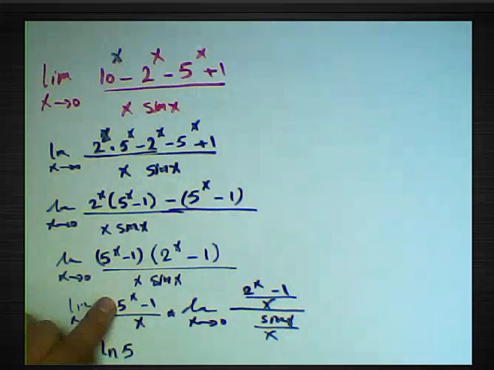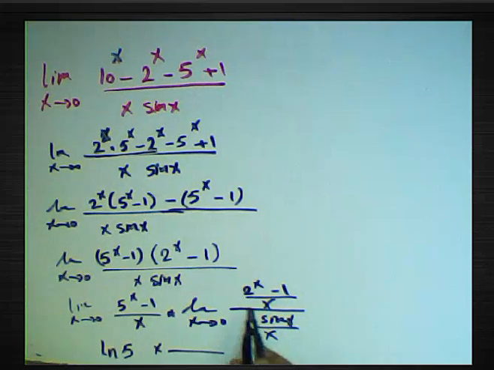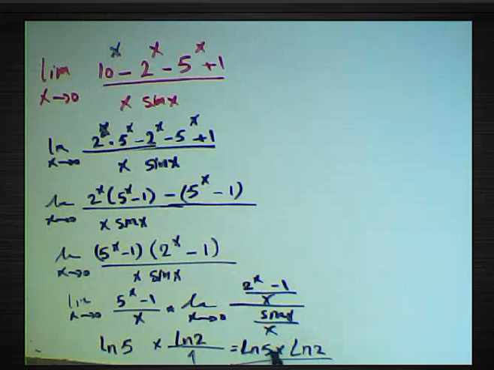Ln of the constant 5 multiplication by the result here, which will be ln 2, and over here the result will be 1. So the result will be ln 5 multiplication by ln 2. This is the result of this example, ln 5 times ln 2.